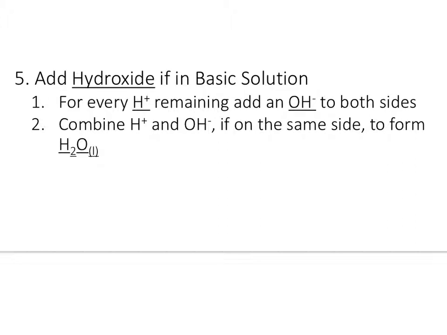Fifth, if you're in basic solution, typically you're in acidic solution, and it'll tell you every time. Normally, the previous step is your last. However, sometimes they say basic. So basic means that you shouldn't have any hydrogens left over, because you're not an acid, you should have hydroxides left over. So for every hydrogen that's left remaining, add a hydroxide to both sides. Okay? Then, on the sides where you have both, turn them both into water and cancel out if necessary. But you should end up with all your H's neutralized, and you'll have an excess of hydroxide. That's only, again, if you're in basic.